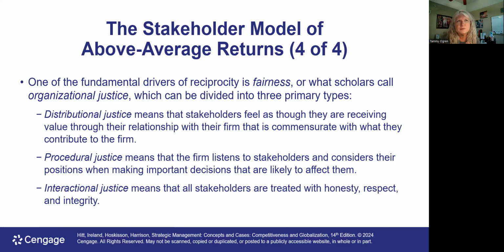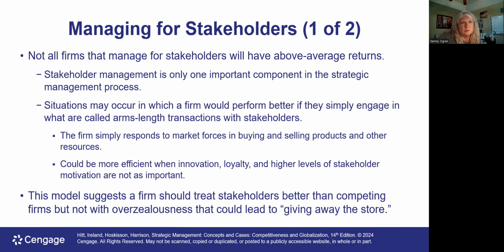And then there are a couple of terms in the book. Distributional justice is when stakeholders feel that what they receive in value and what they contribute are kind of equal, fair, I would say. Procedural justice means that we listen to our stakeholders and we consider their position. And interactional justice is when we treat them with honesty and respect. So those are just three different ways you can think about the importance of stakeholder relationships.